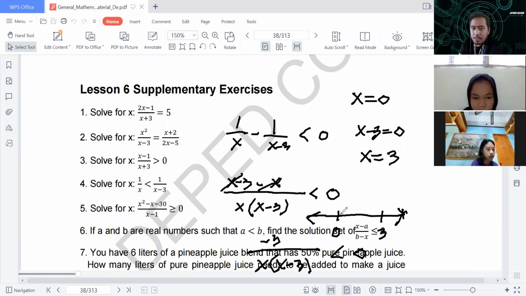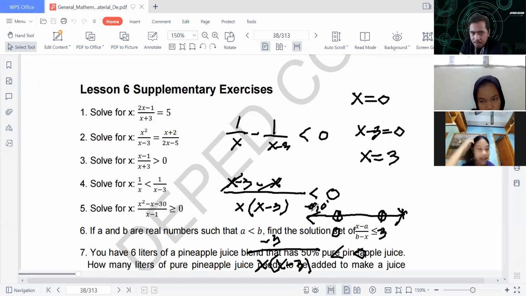The next thing that you will be doing is to determine whether these numbers are included in your solution or not. Let us test the 0. If you let x be 0, obviously your denominator is 0, so it should not be included. While if x is 3, 3 minus 3 is 0, 0 times any number is still 0, so your denominator is 0. Still, it will not be included in your solution. So the intervals that you have now are negative infinity to 0, open interval, also open interval from 0 to 3, and the last interval will be 3 to positive infinity.